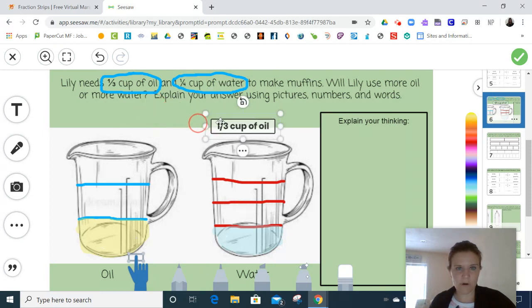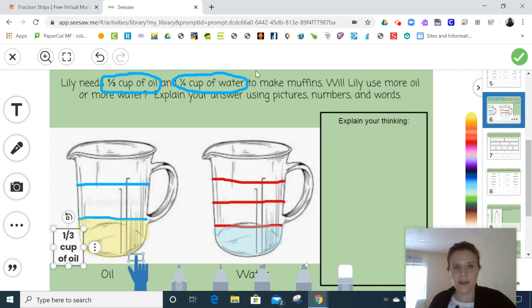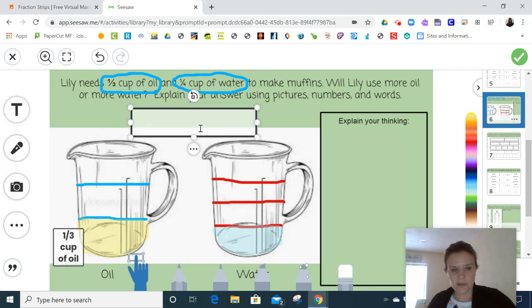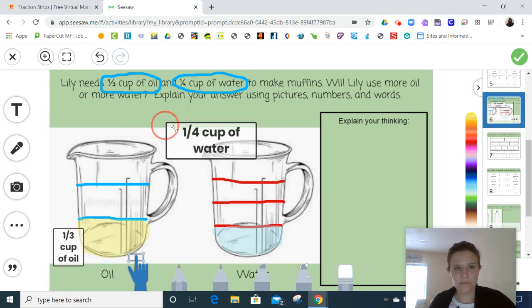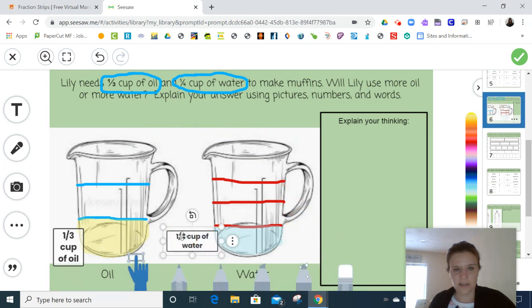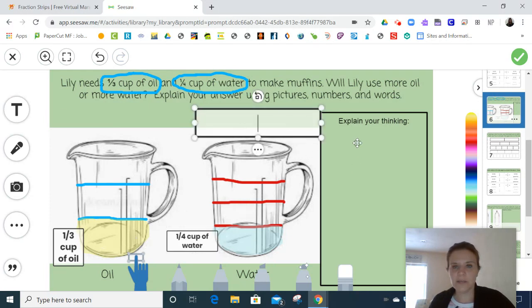I'm going to make it small, and I'm going to label my oil, right? Then I'm going to label my water. You know what? I don't like it right on top. I'm going to put it over to the side. Okay, and then I'm going to do a text box. 1/4 cup of water. I'm going to use my resizer tool. Drag this over here. Okay, because this is going to show anyone who looks at this what my thinking is, right? All right, and then I'm going to make one more text box to explain my thinking over here.